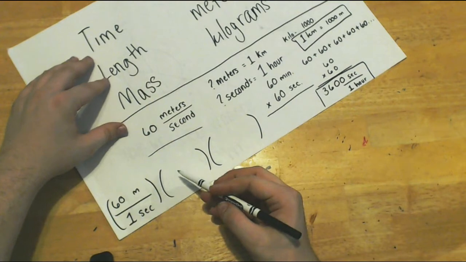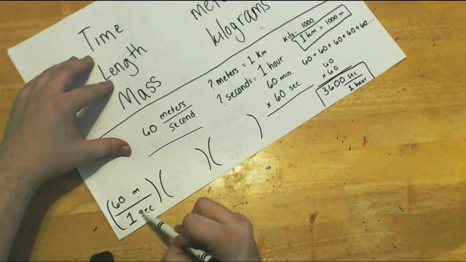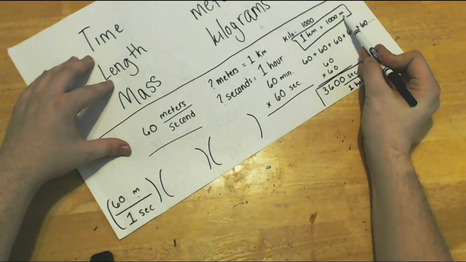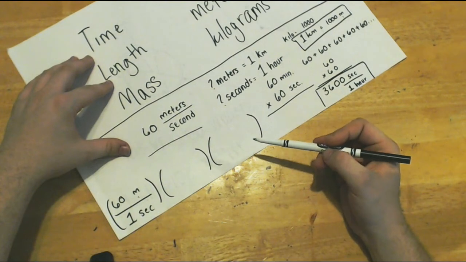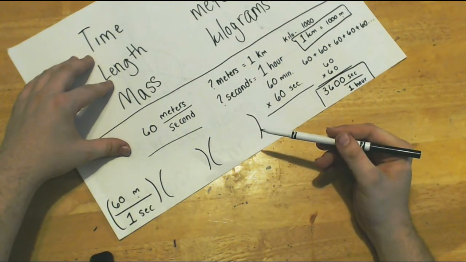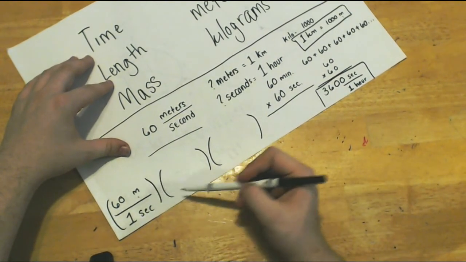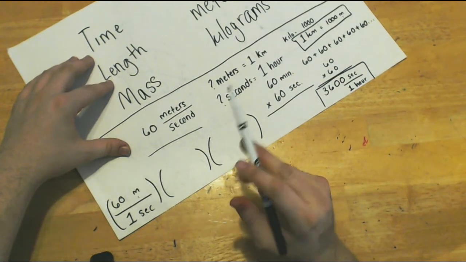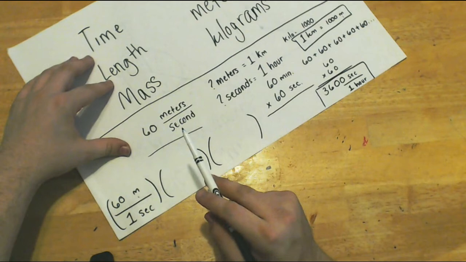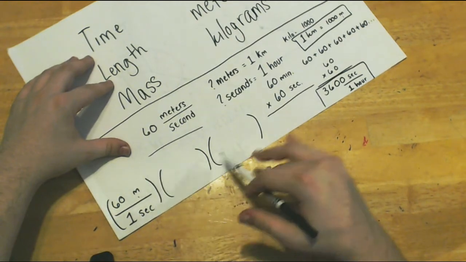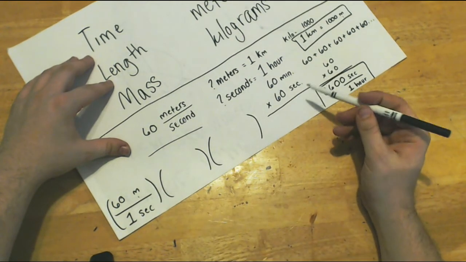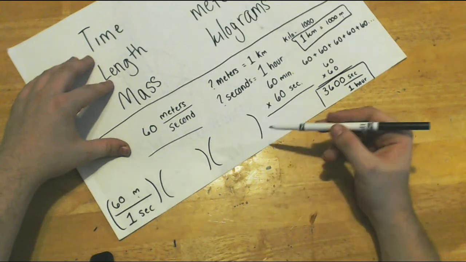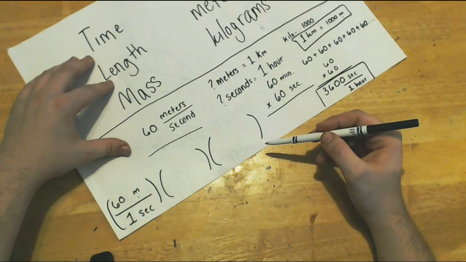Okay. We see meters here. We've got meters here. In math, whenever we have something over itself, those two things cancel out. That's what we're looking for. That's the trick we're going to use to cancel all these letters out so we don't have anything left besides what we need. We're looking for kilometers per hour, remember.